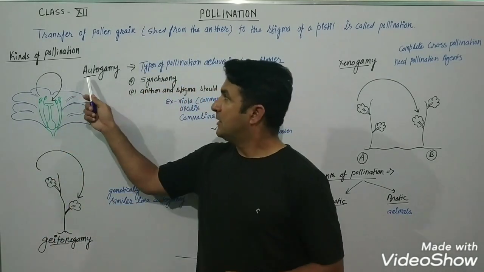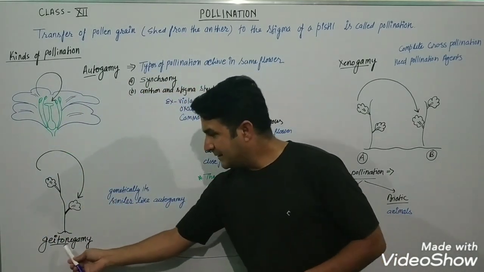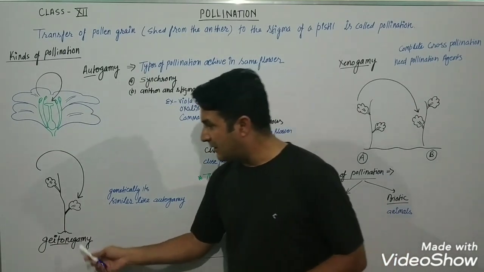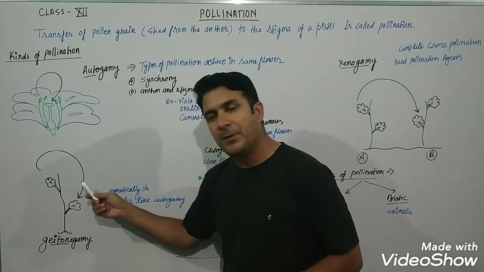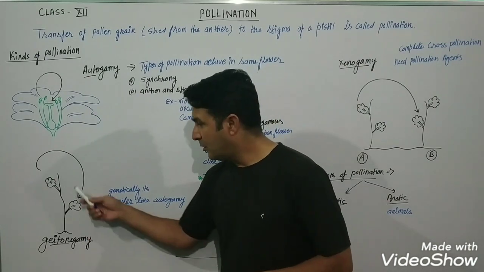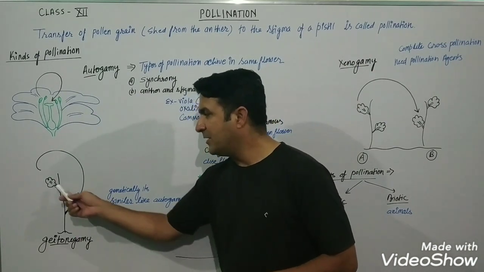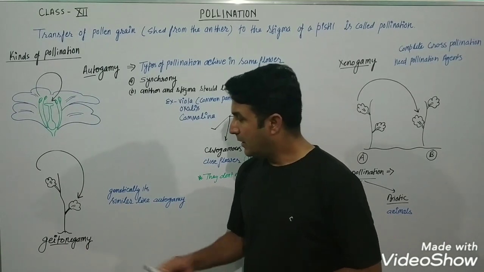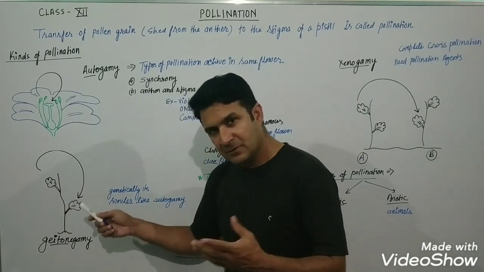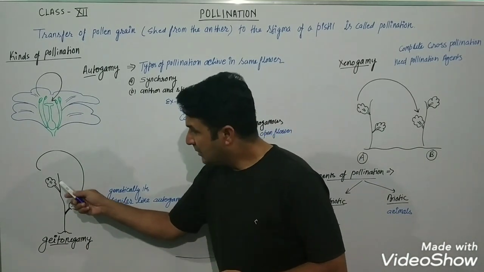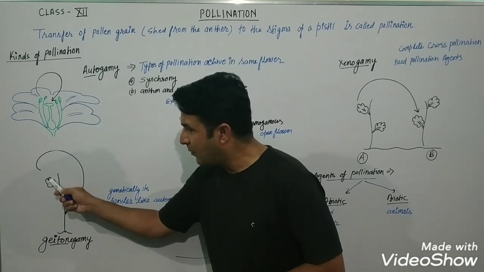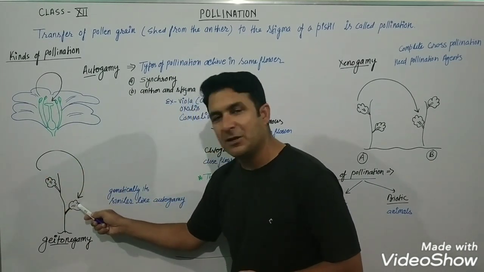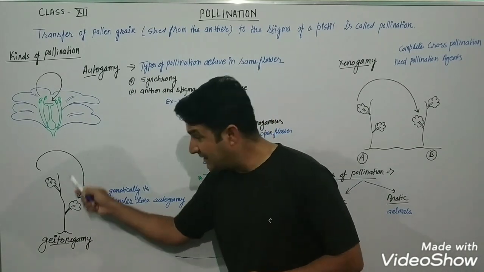After autogamy we will discuss geitonogamy. As you can see here, it is a very simple ray diagram of a plant, and the plant has two flowers. So one plant having many flowers here. The transfer of pollen from one flower to the stigma of another flower of the same plant.